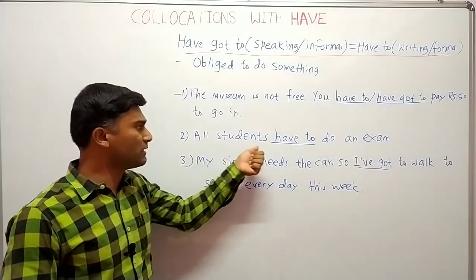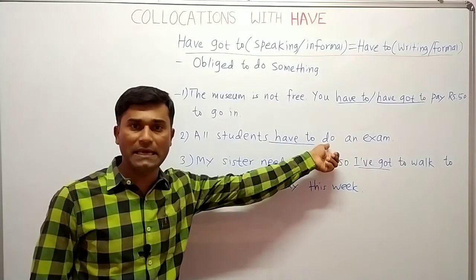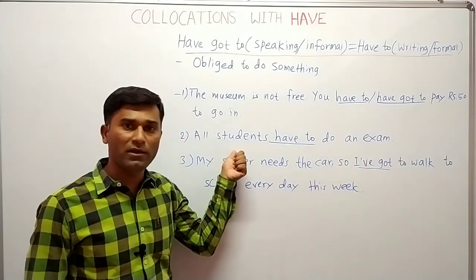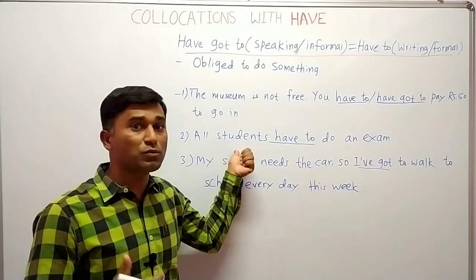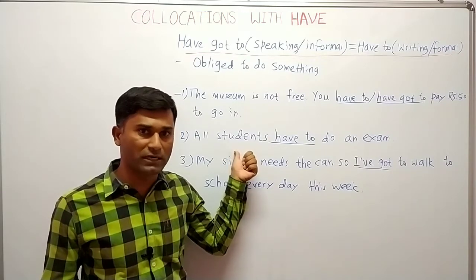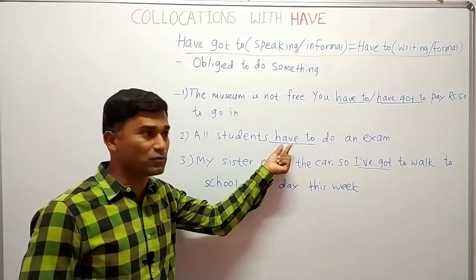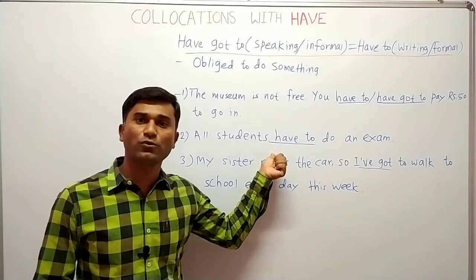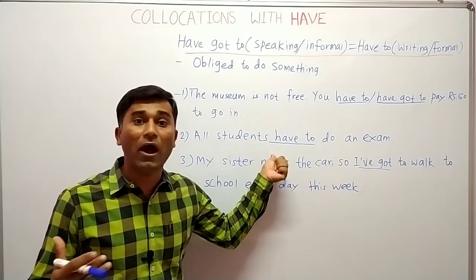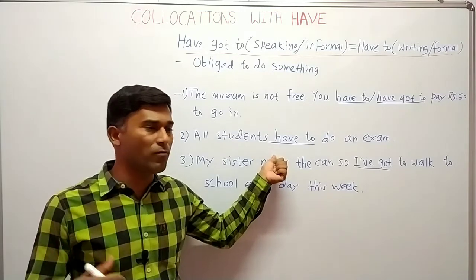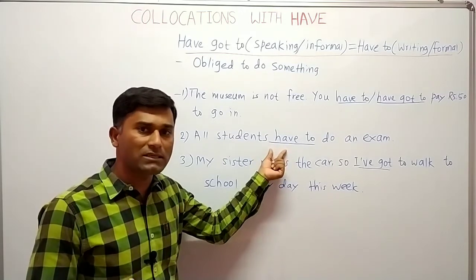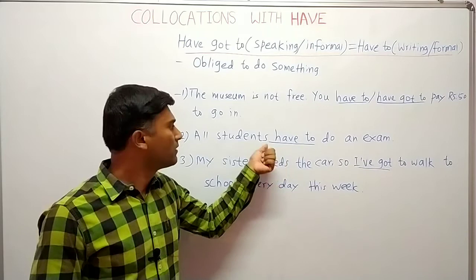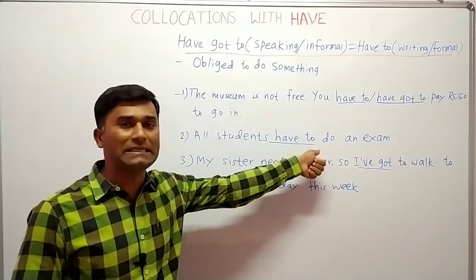Next is all students have to do an exam. So here also maybe it's a notice that is put on the notice board for the students, and the usage is have to, because as it's a notice, it's a formal situation. So there is have to. You can't say have got to because it's an informal situation. It means it's compulsory for all the students to do the exam.